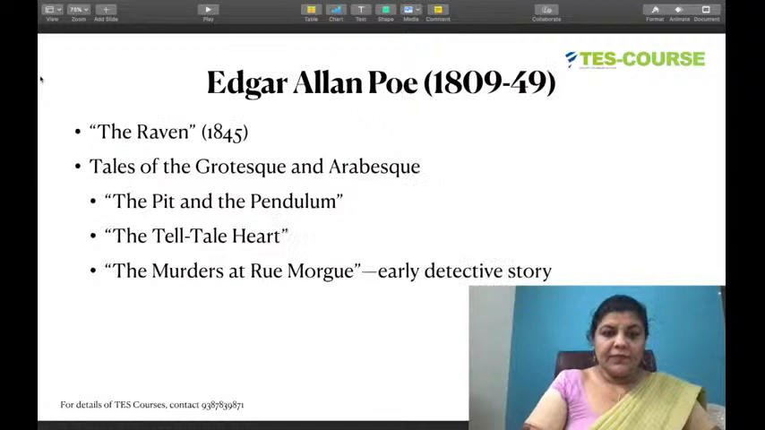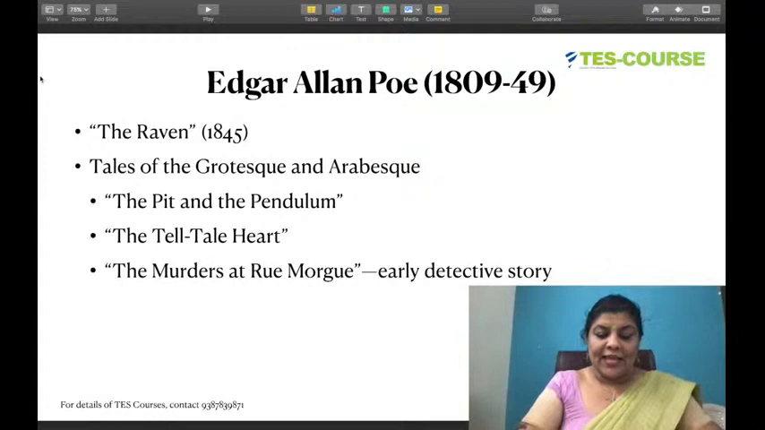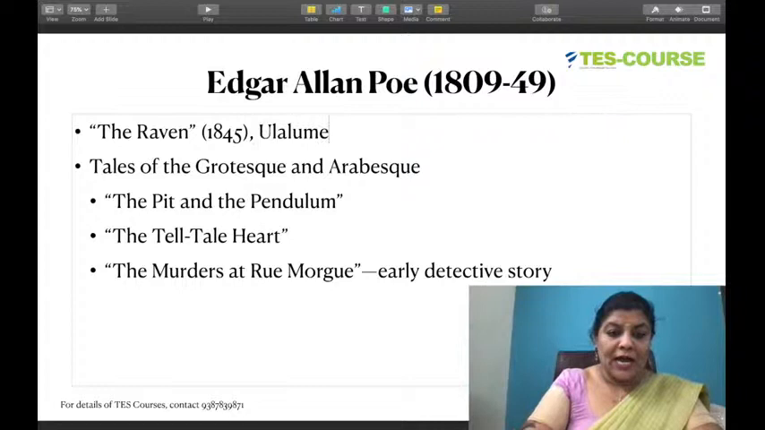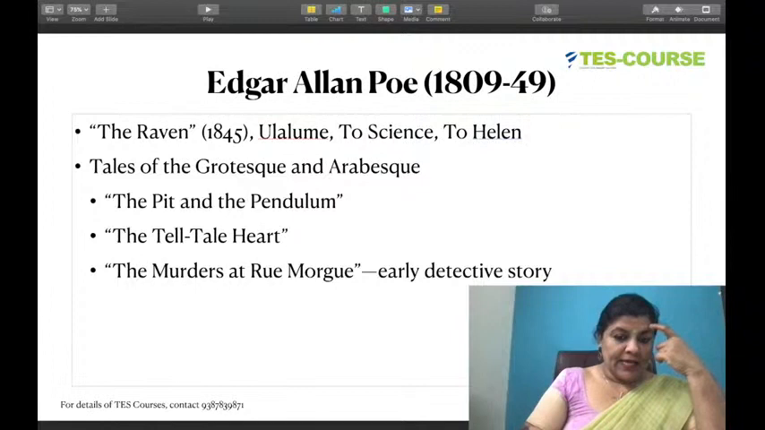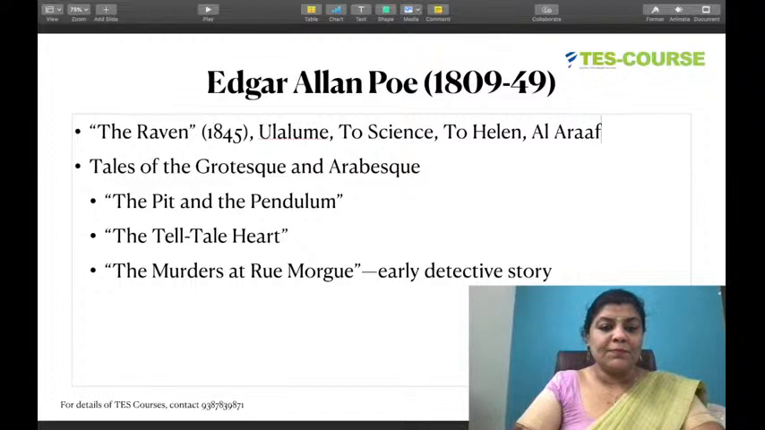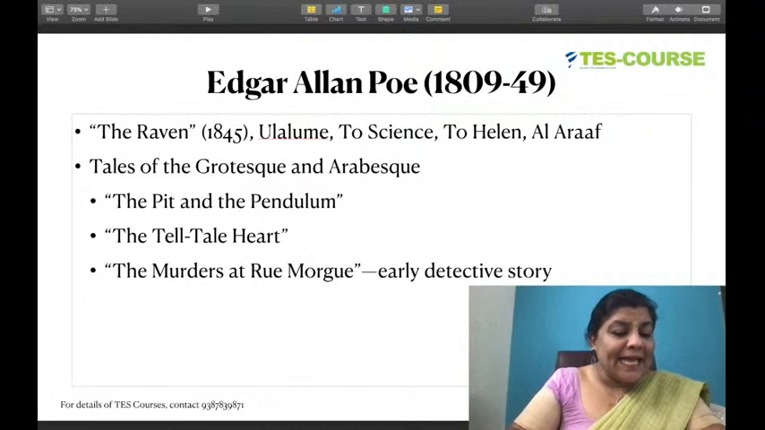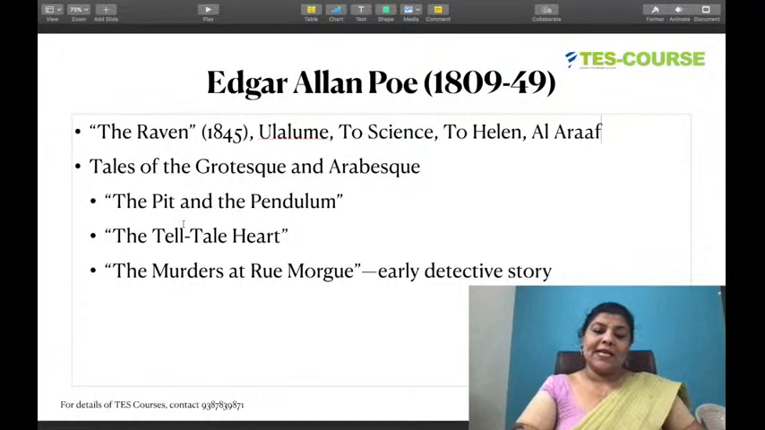Then, Edgar Allan Poe. Edgar Allan Poe has written poems like The Raven. Can you tell me other poems by Edgar Allan Poe? Ulalume, To Science, To Helen, Al Aaraaf. These are poems by Edgar Allan Poe. He has written many short stories, Tales of the Grotesque and Arabesque, The Pit and the Pendulum, The Tell-Tale Heart. This is the name of his collection. The Pit and the Pendulum, The Tell-Tale Heart, The Murders in the Rue Morgue.